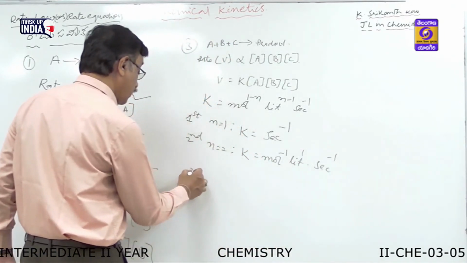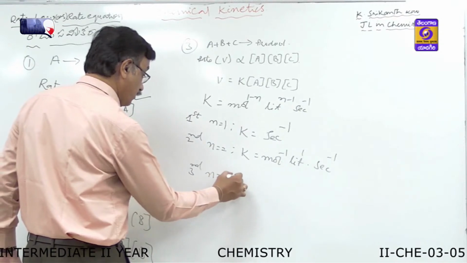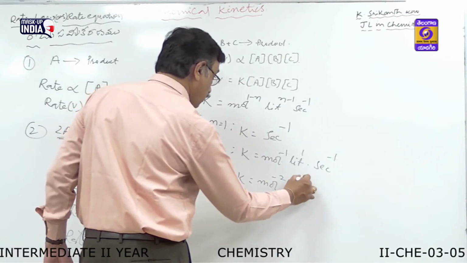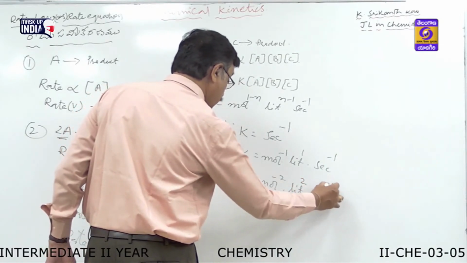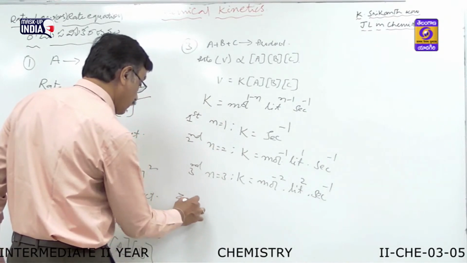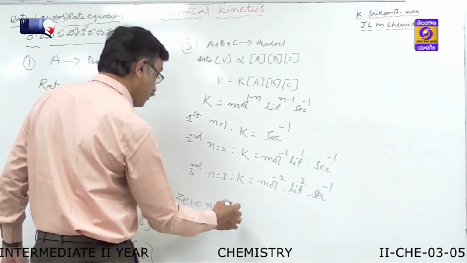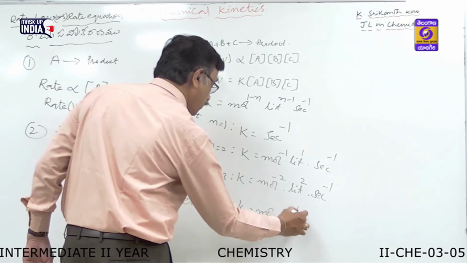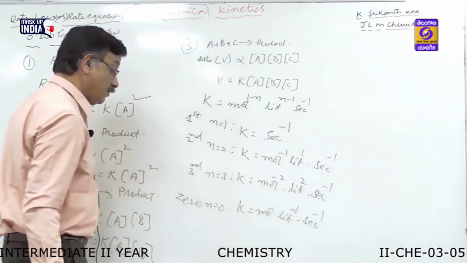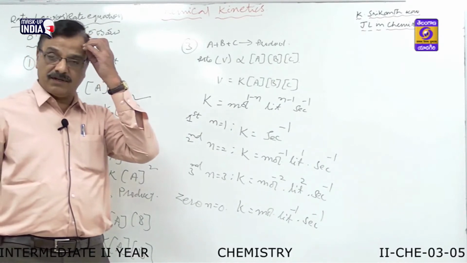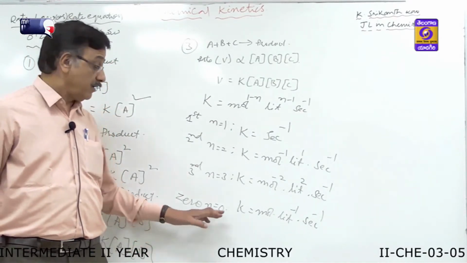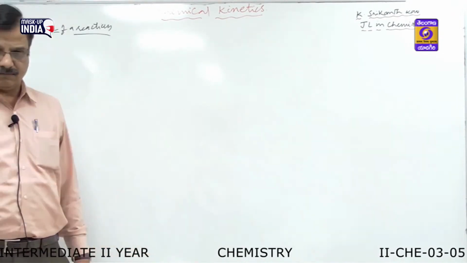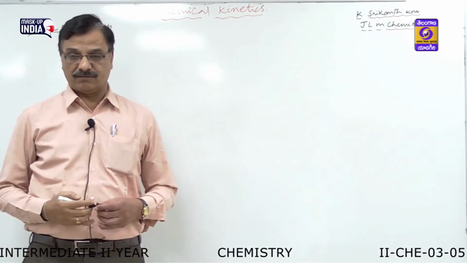For the third order reaction n equal to 3, K equal to mole^(-2) liter^(2) second^(-1). For zero order reaction, n equal to 0, so K equal to mole liter^(-1) second^(-1). So this way we can express the units of the K value for the different order reactions. Rate constant. Now let's come to the order of the reaction.